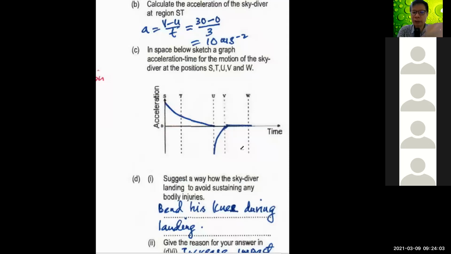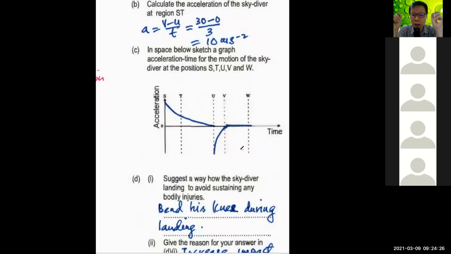How do we reduce this force to avoid injury? He bends his leg, or rather bends his knee, not leg. The leg cannot be bent, so bend only the knee. Understand? Why can bending the knee reduce the force? When you are jumping down and touching the ground, you bend your knee slightly, then you stand up again.